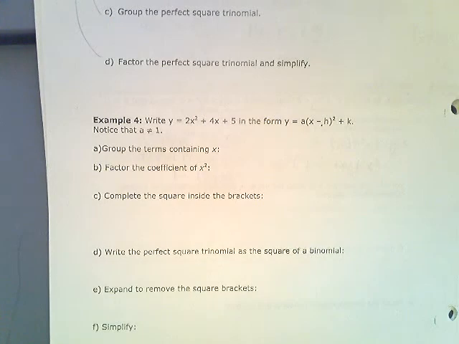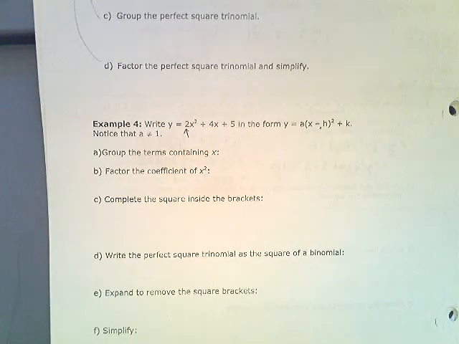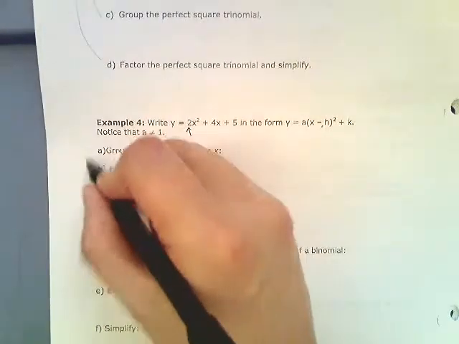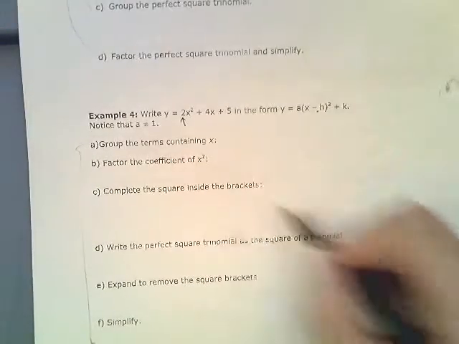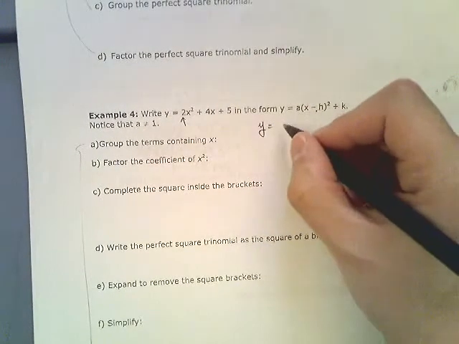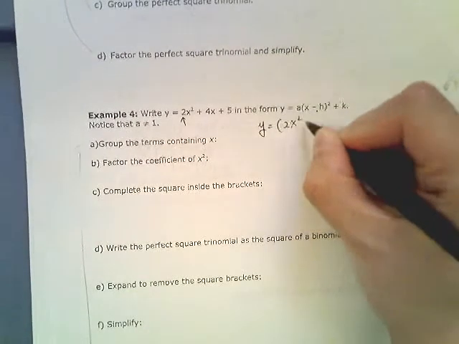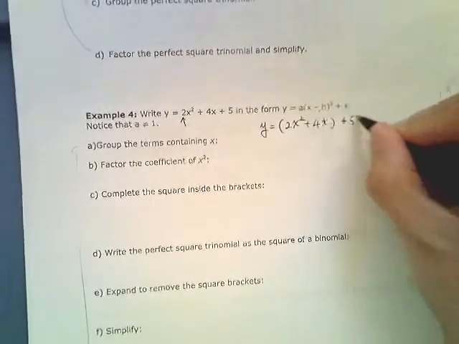So example 4 is a bit more difficult, however it's not really. It's pretty much the same as example 1, example 2, and example 3, except for the fact that we have now a number in the front. So now a is not 1. So what we do is extremely simple, same method. I'm going to cram all this into just one space here. So y equals, put the brackets around the first two terms, the x squared term and the x term, and positive 5 outside.